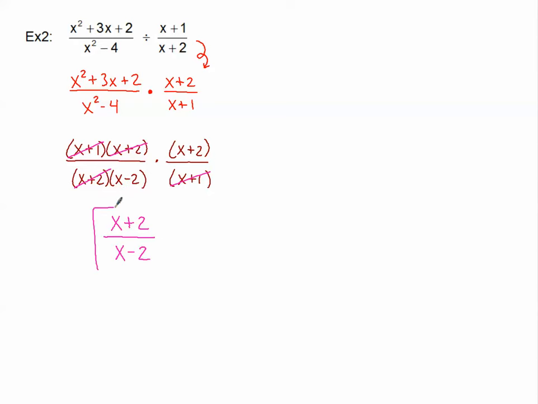And that's it. So when you're multiplying and dividing rational expressions, you need to factor everything and then cancel out common factors. But the first thing, if you have a division, you have to change it to a multiplication by doing the reciprocal, of course.